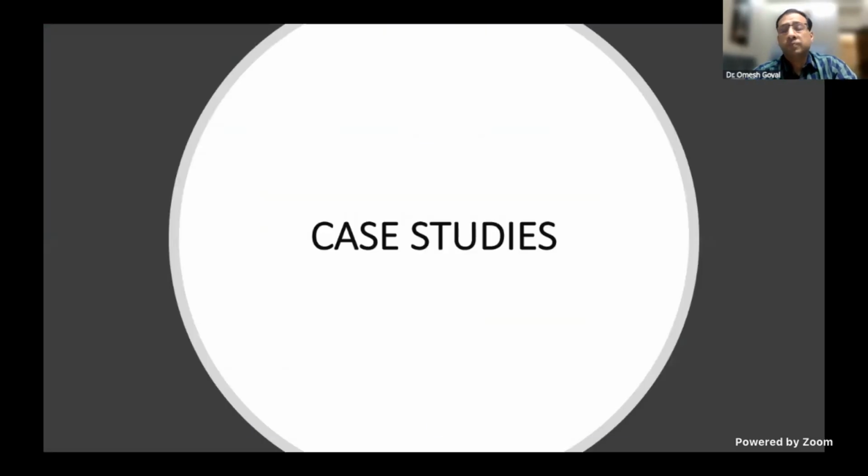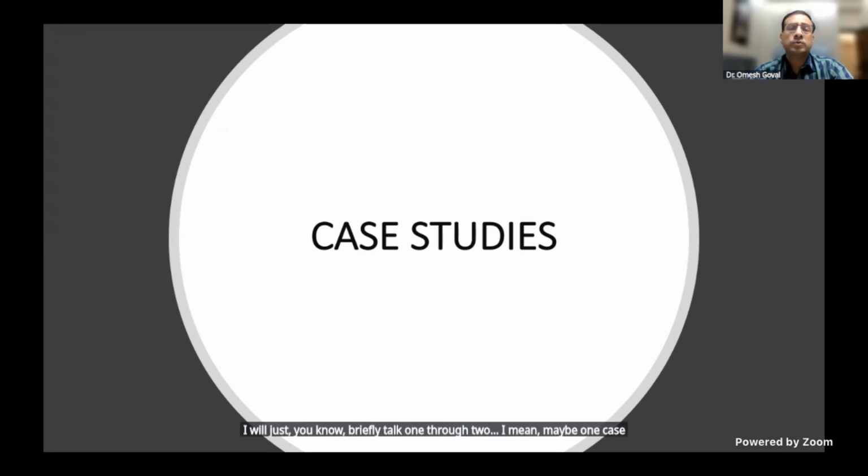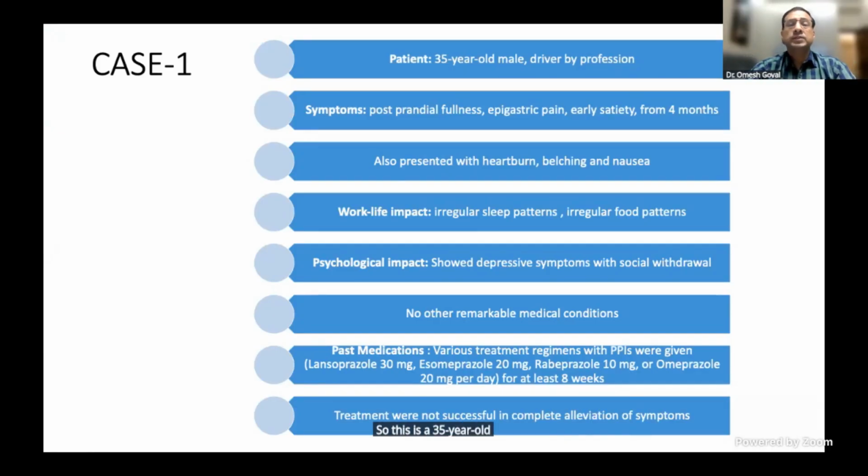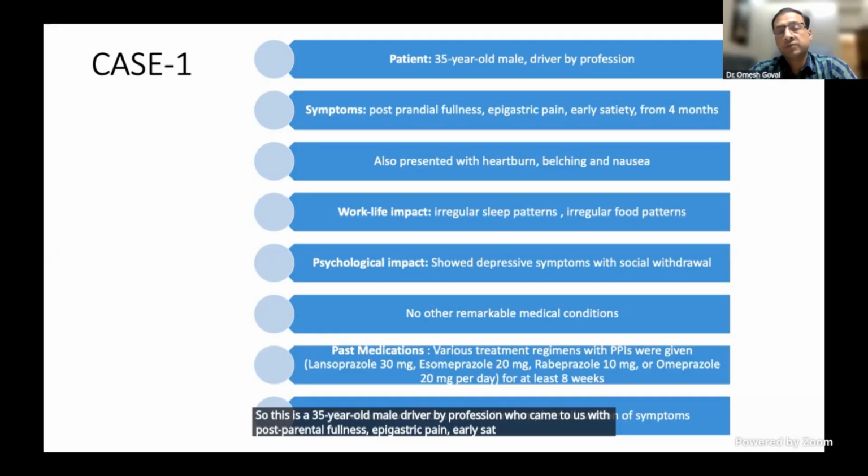I will now briefly talk about maybe one case study just to show how we approach a patient. This is a 35-year-old male, a driver by profession, who came to us with postprandial fullness, epigastric pain, early satiety for the past 4 months, and the patient also had some heartburn, belching, and nausea. Work life, yes, we need to ask in all patients. Because of his work life and night duties, he had irregular food patterns, irregular sleep patterns, and showed depressive symptoms with social withdrawal also.